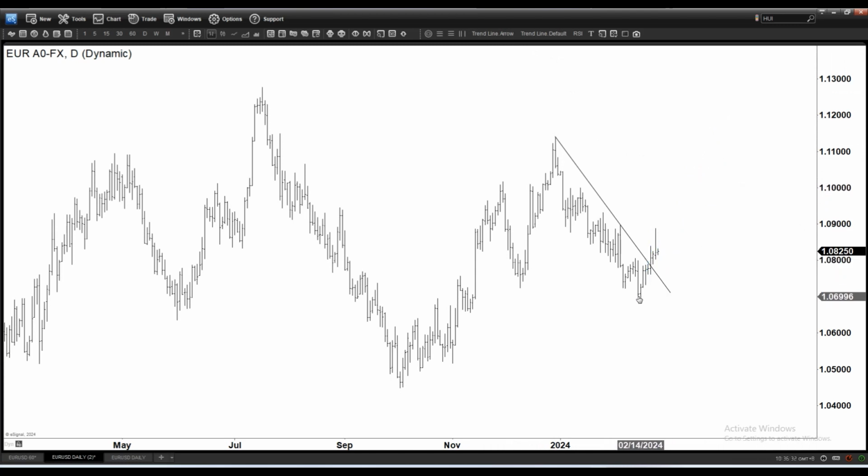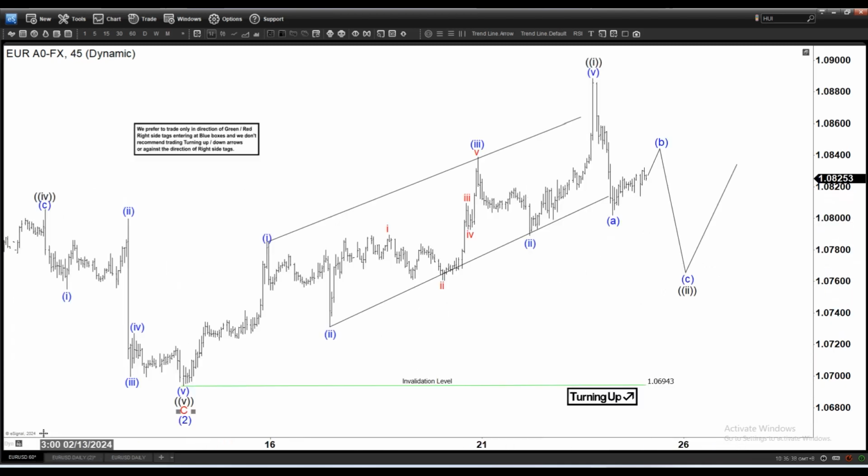For now, the focus is that if I swing up, I think most likely than not we should see another leg up. Eventually it's going to break above this previous peak here, 108.80, as long as we don't go below 106.94. Okay, so that's the update here, guys.